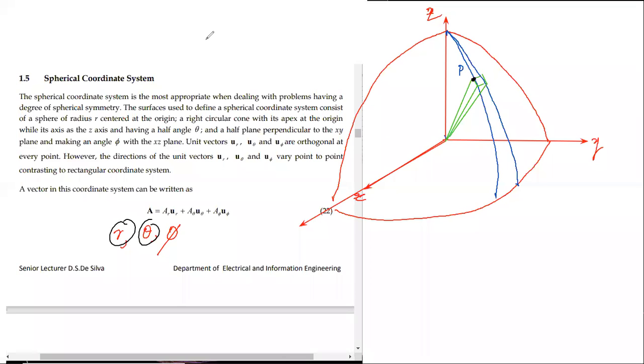I will explain how to define this theta and the other quantities. Phi is measured with respect to the x-axis, this phi angle. Theta is measured with respect to the z-axis. As well, I measure another distance r from the origin. This distance represents the r.